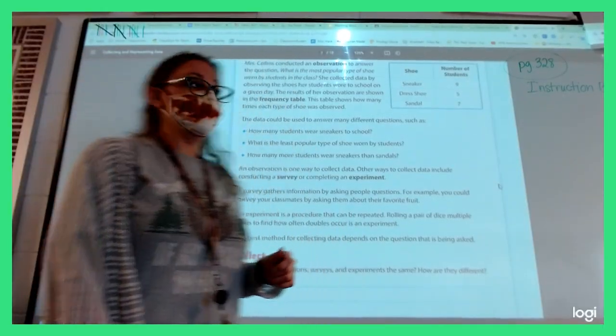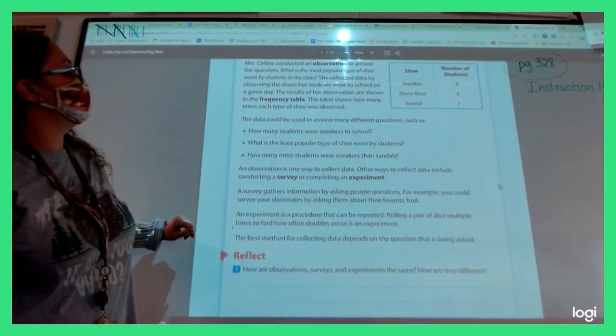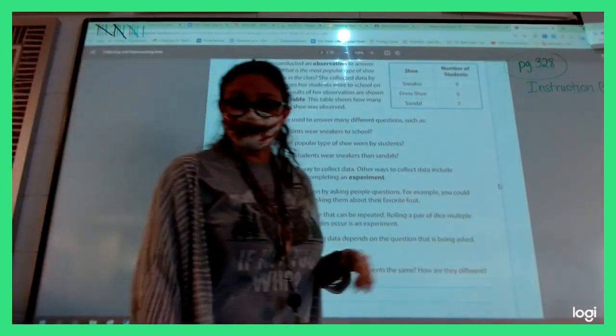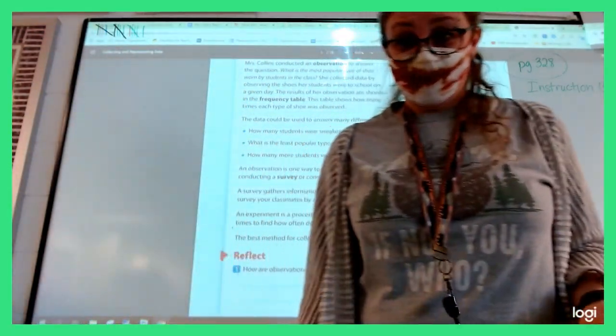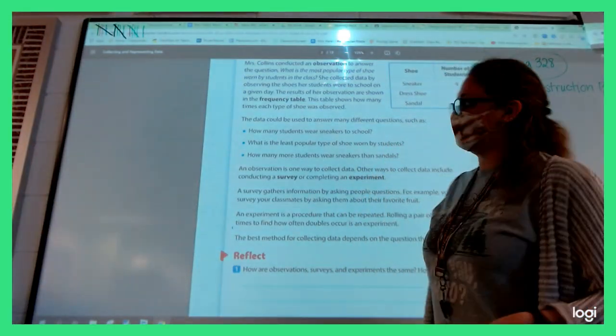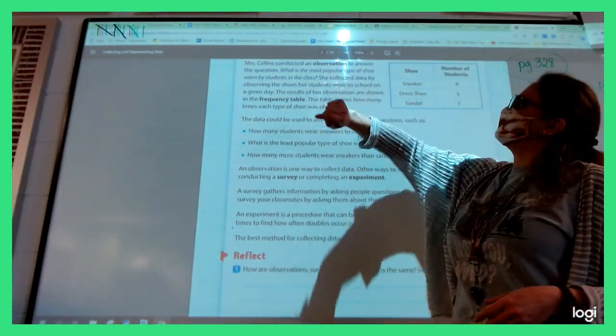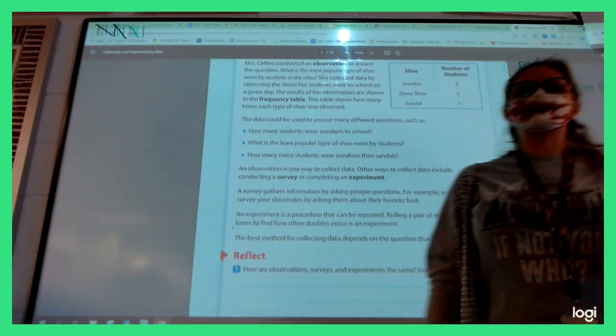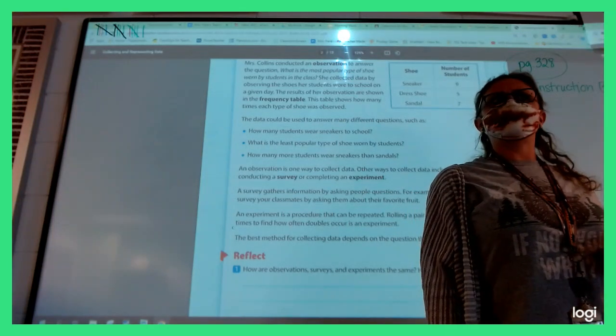Okay. We are back. We are now on page 329. So I'm going to read this top part, and we're just going to talk about different types of survey questions she could have asked instead of what type of shoes are you wearing. So Mrs. Collins conducted an observation to answer the question. Why do you think it was an observation instead of a survey?